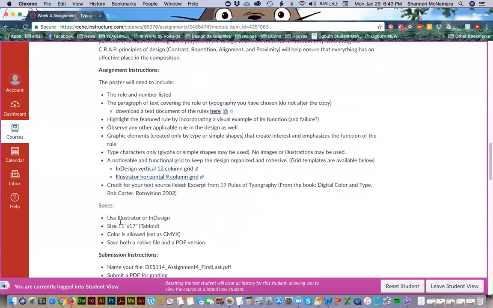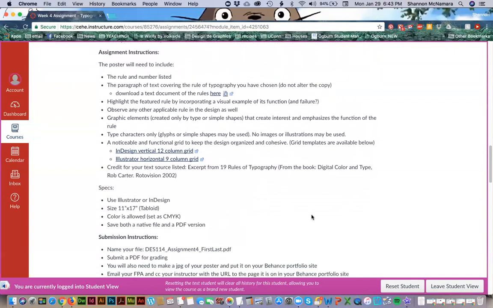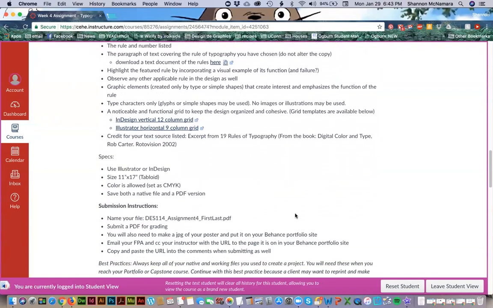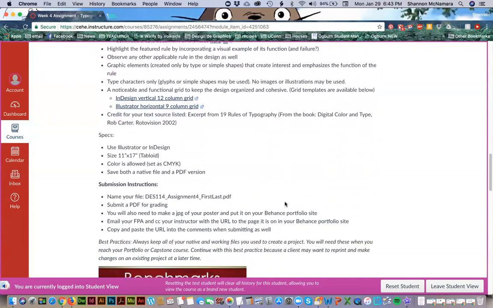And then your specs are using Illustrator or InDesign. The size should be 11 by 17 tabloid. Color is allowed. Set it to CMYK. Save both a native file, so that means either your InDesign file or your Illustrator file, and a PDF version. And then you need to submit your PDF for grading with the correct naming convention.